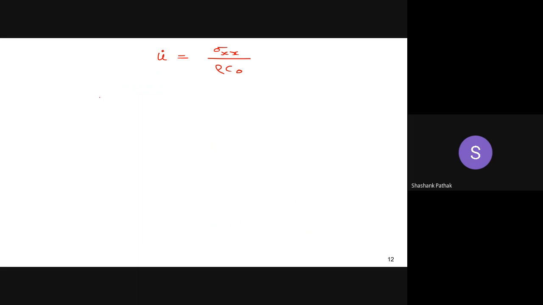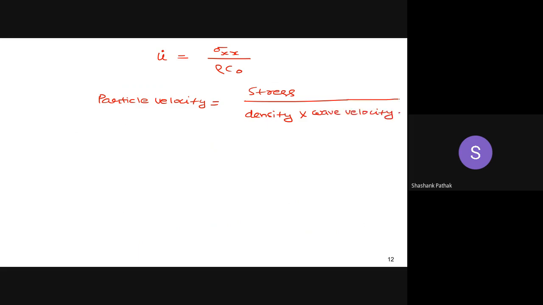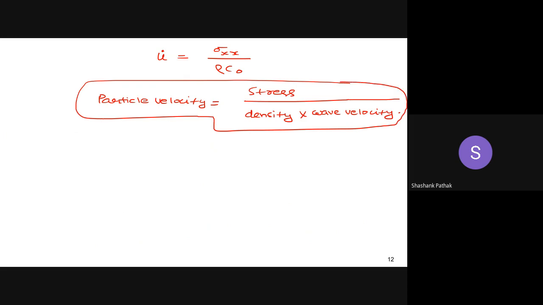very clearly we can see that particle velocity is equal to stress divided by medium density multiplied by wave velocity. So that's how we can relate particle velocity and the wave velocity. This is a very important equation.